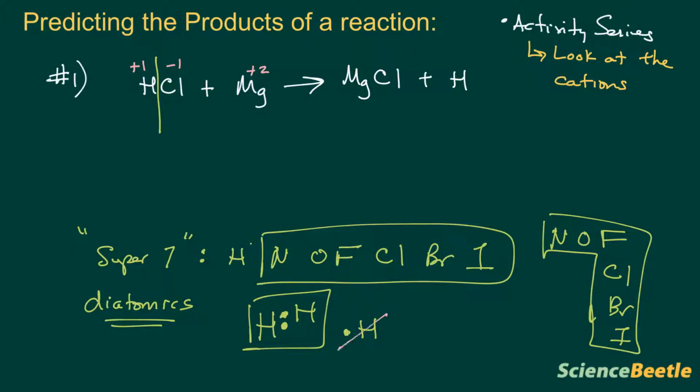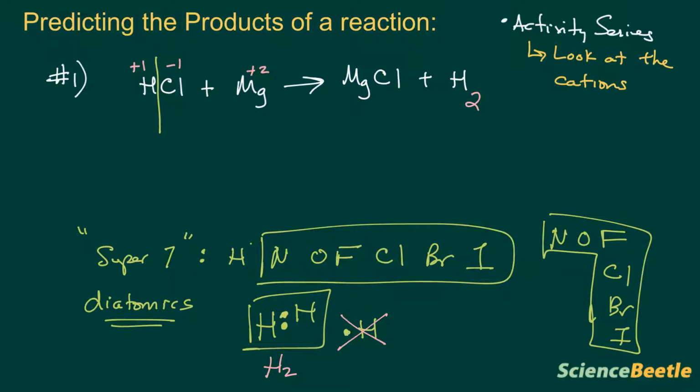It does not want to be a lone one valence electron atom, monatomic. It actually wants to be diatomic, because this particular one becomes H2. That is actually stable. And so just keep that in mind. And when you see hydrogen or any of these other Super 7 elements formed on the other side of a reaction at the product, make sure you put the subscript of 2.